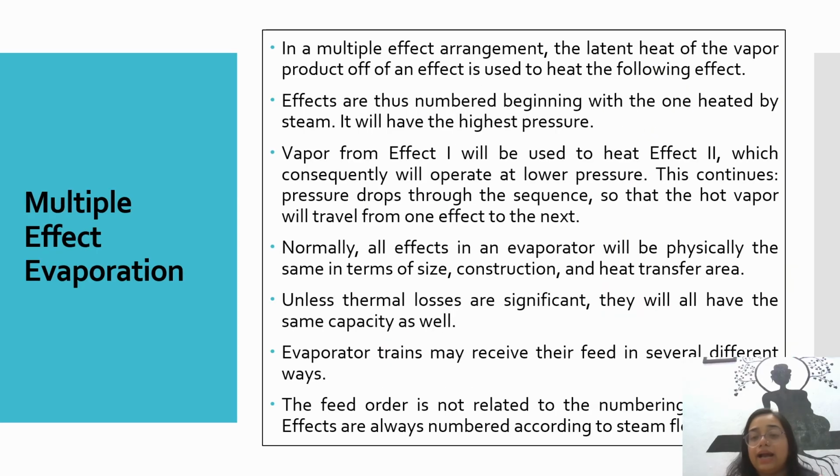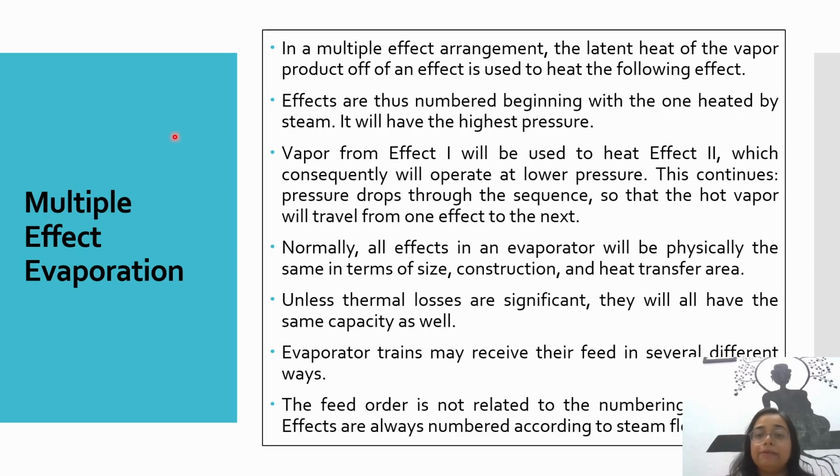Now here I have already discussed that depending upon the number of effects, we can again classify the evaporators. So how we can classify? We can classify them as the single effect and the multiple effect evaporation. So what happens in the single effect evaporator? A single evaporator is there. That means single effect is there. No more than one effect is there. That's why we are calling them as the single effect. In single effect, the evaporation process is taking place.